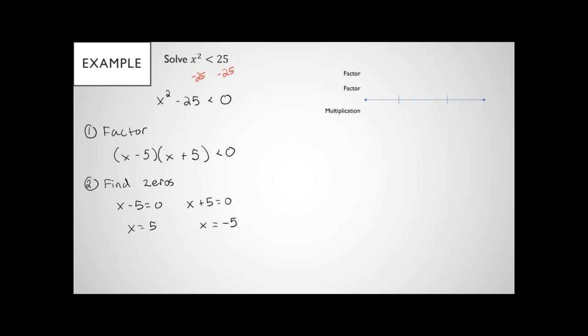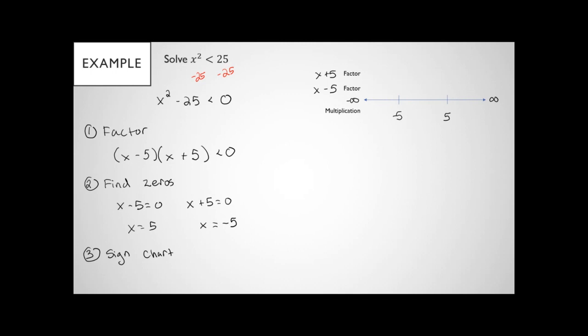And then from there is the sign chart. So I'm going to put -5 and 5 on my number line. I'm going to put my factors. So it doesn't matter where you write them. If you want, you can put them on the left here. Doesn't matter which order they're in. I'm just writing them down.